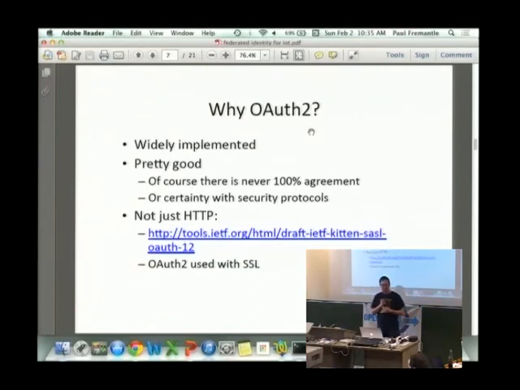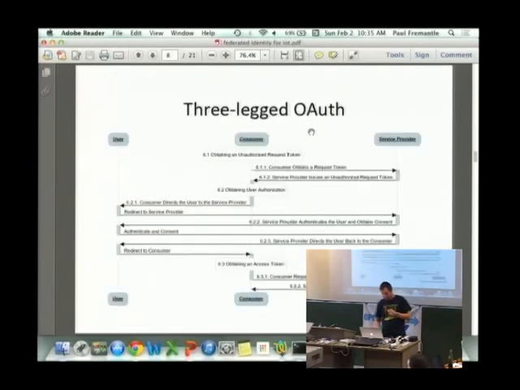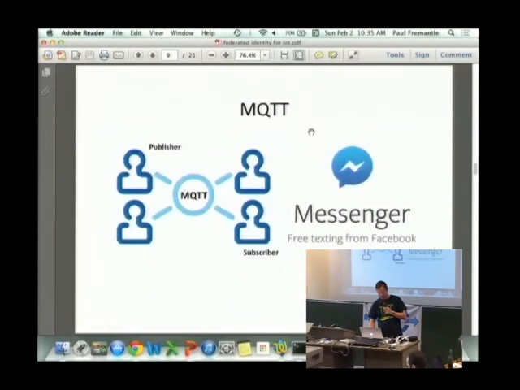It isn't just used with HTTP. There is a draft spec for using it with SASL, so basically for allowing you to log on with SASL. So it's getting some traction outside of HTTP. This is a three-legged OAuth. I'm going to talk through this more in the demo. But I'll put these slides up on the web afterwards, and if you want more details, you can grab those.